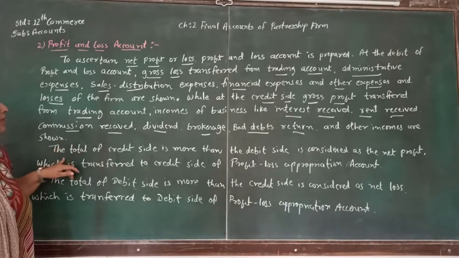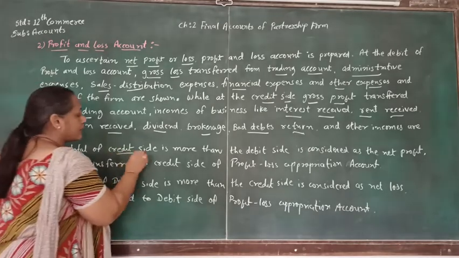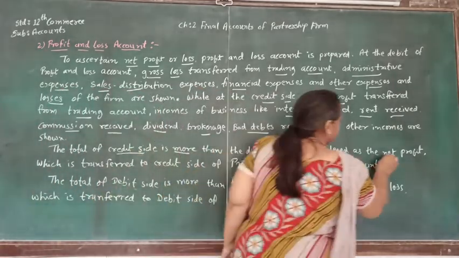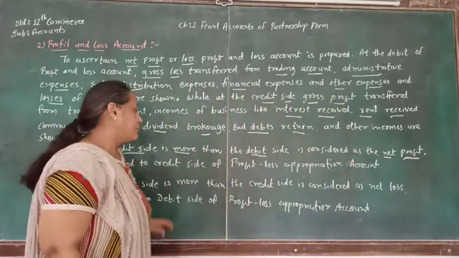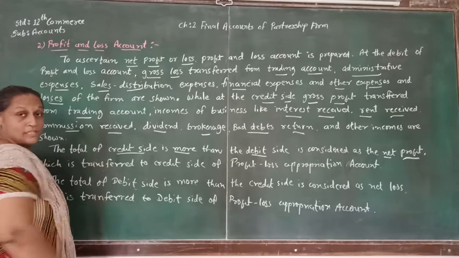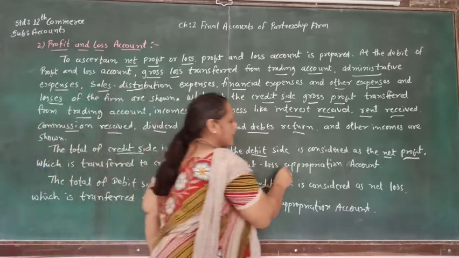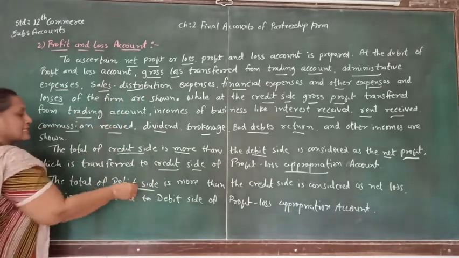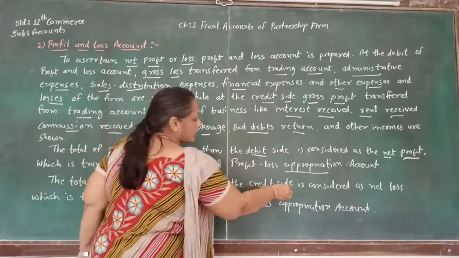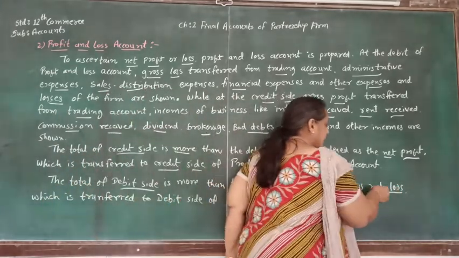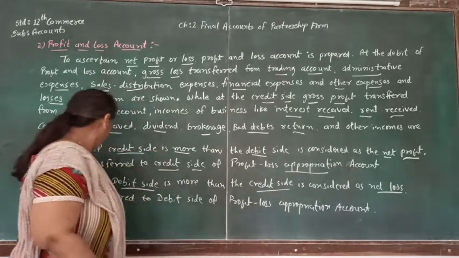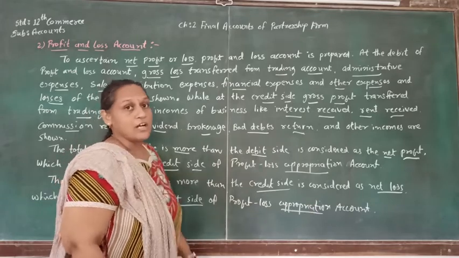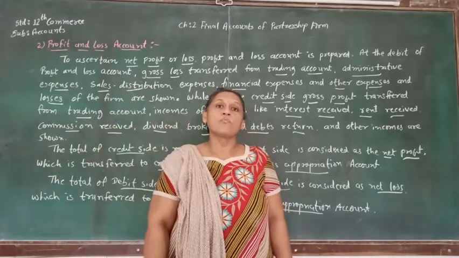And afterwards, if the total of the credit side is more than the total of the debit side, it is considered as the net profit of the partnership firm. Then that is supposed to be transferred to the credit side of the profit and loss appropriation account. But if the total of the debit side is more than the total of the credit side, it will be considered as a net loss, and the net loss will be transferred to the debit side of the profit and loss appropriation account. So this is how we have to prepare the profit and loss account.